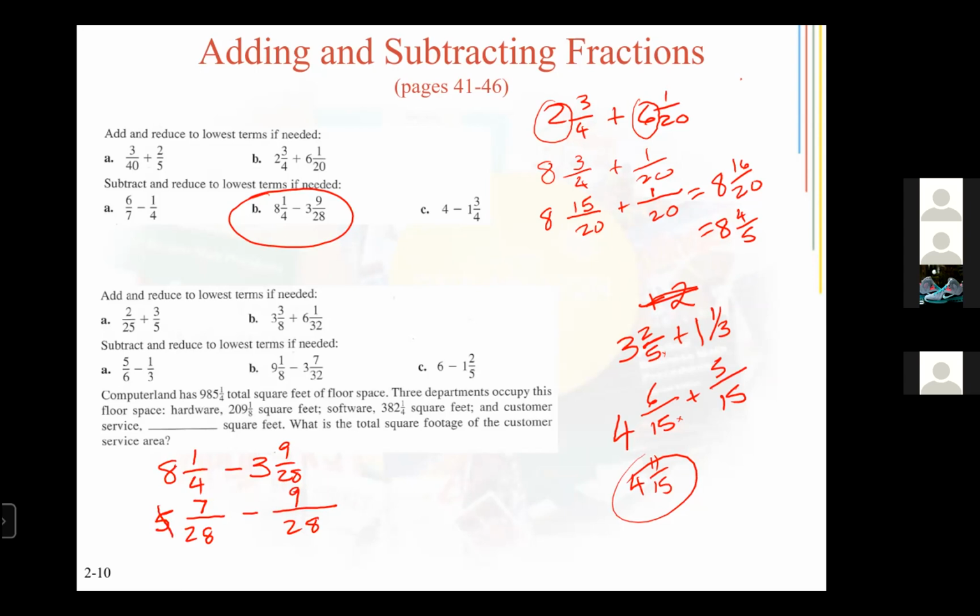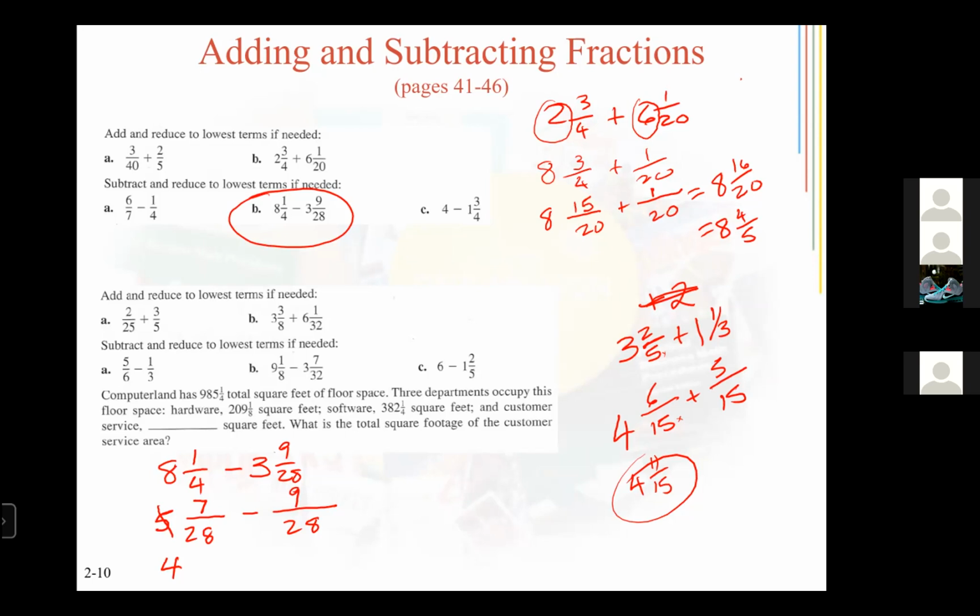So you borrow from the 5. Okay, so it'll be 4, and 7 over 28. But when you borrow that 1 from the 5, listen now, you're going to change it into a fraction. And you're going to use that same base as the fractions you are dealing with. You can't put it on the 7 because you have to change it to a fraction, using the same base that you're using with the other two.